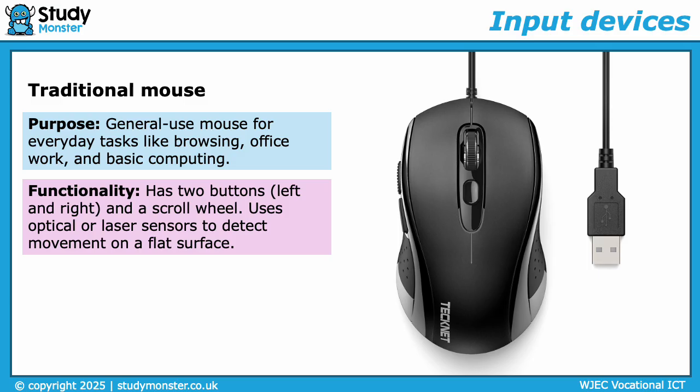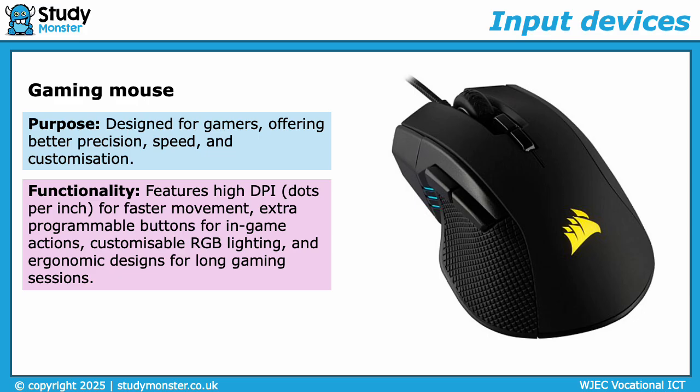Common traditional mouse. A gaming mouse, slightly more expensive than a traditional mouse, designed for games, offering better precision, speed and customization. So you'll notice on the picture on the right hand side, there's different additional buttons on there that you can match to different actions within a game and things like that. So it allows for more flexibility, faster movement, extra programmable buttons, like I've said, for in-game actions, customizable lighting.